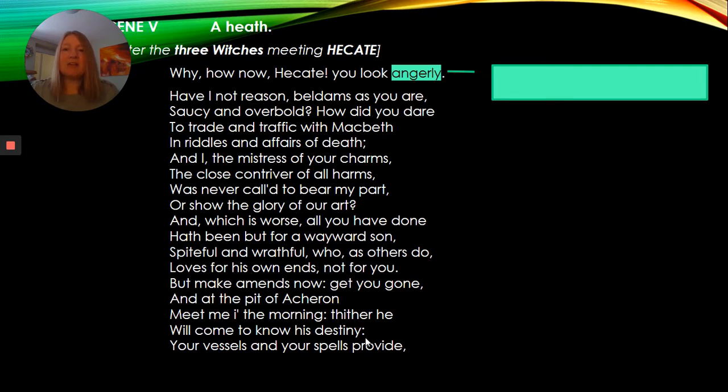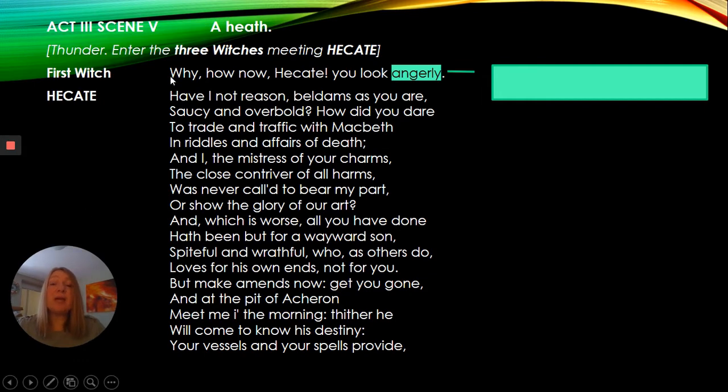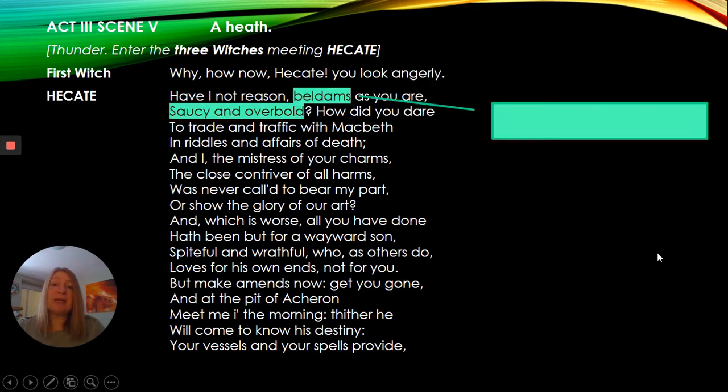So let's have a look very quickly at this scene. Now, the first thing we notice is that the first witch notices that Hecate is looking angry, and it's clear that she's unhappy with what the witches have been doing, and she calls the witches disobedient hags. So her language here definitely seems to show that she's really unhappy with these witches.